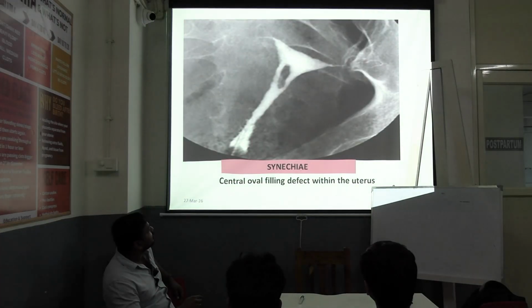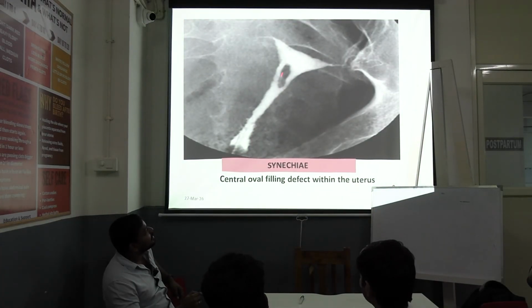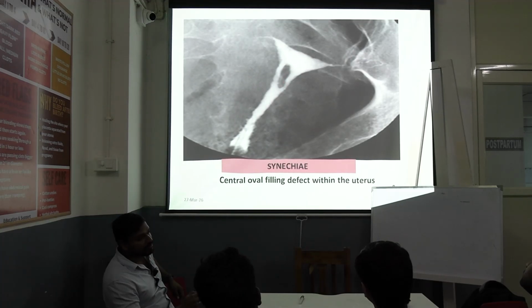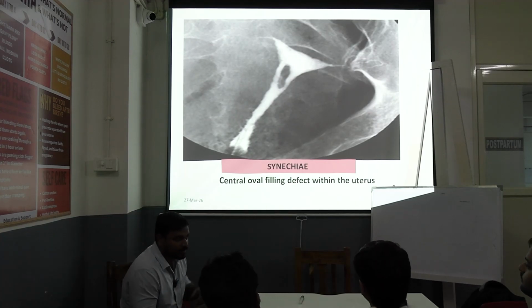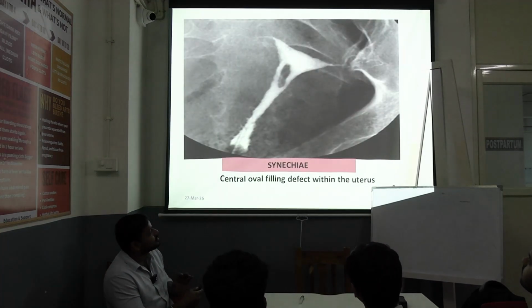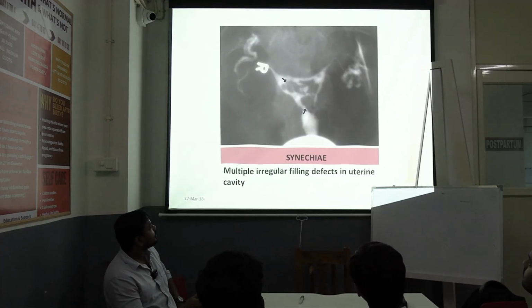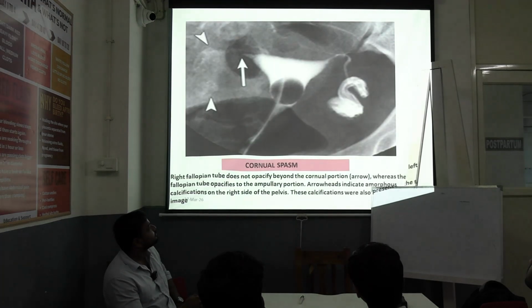Here an adhesion has formed, this is not important. In the middle there is a synechia or adhesion, with a big filling defect here, and the dye has gone everywhere else, but there is an adhesion here. What do we call it? We call it Asherman syndrome. Yes, in Asherman syndrome there is synechiae, uterine adhesion. So here also there are multiple synechiae, filling defects.